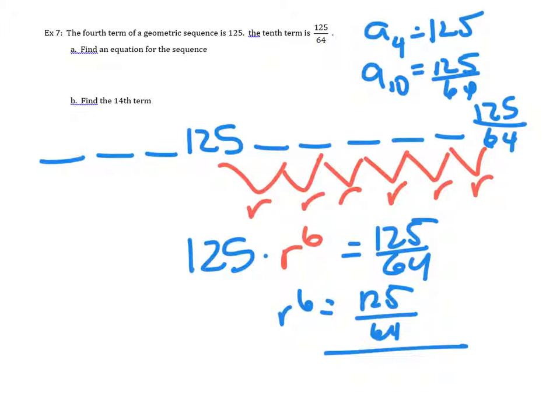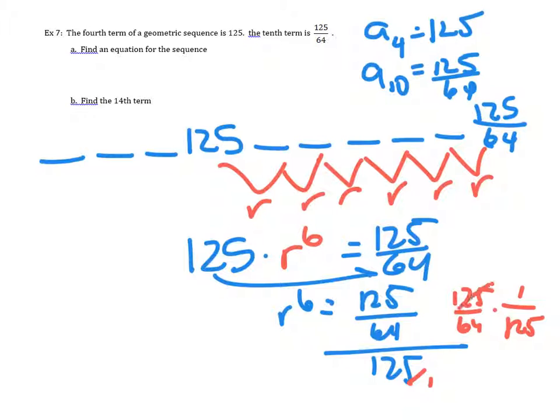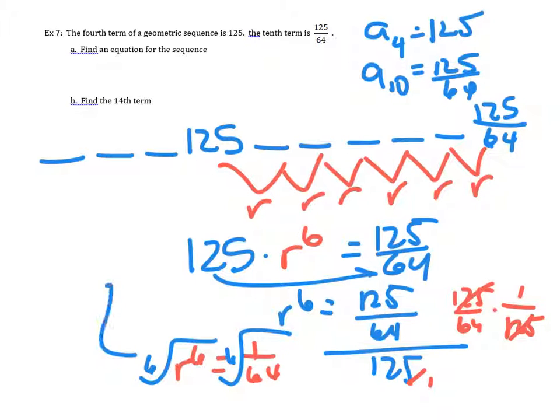And so if you do copy dot flip: 125 over 64, change division to multiplication, flip the 125 over 1, the 125s disappear. You basically have r to the 6th equals 1 over 64. So if you take the 6th root of 1 over 64, you get your r is 1/2. Okay, so that's how you do it graphically.